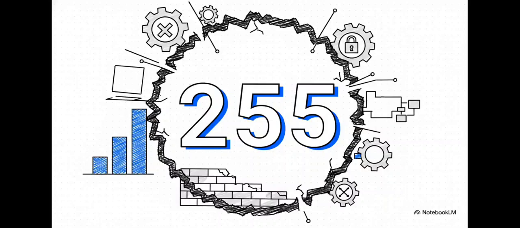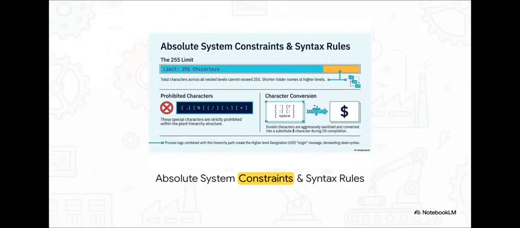Take this number, for example, 255. Lock that number in your brain because it is a hard, unyielding limit that can literally make or break your entire project architecture. So, what is 255? It's the absolute maximum character limit across all of your nested hierarchy levels combined. Because you only have 255 characters to work with, engineers have to be incredibly strategic.